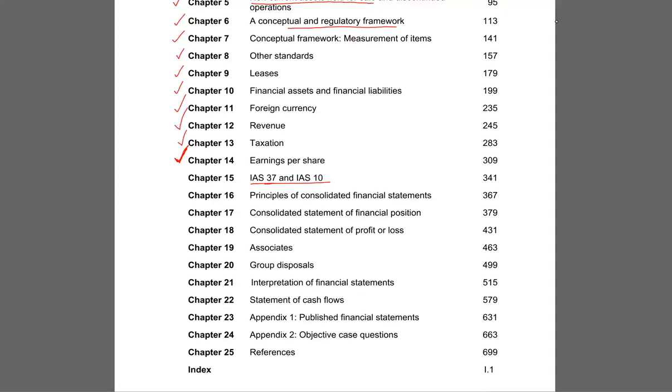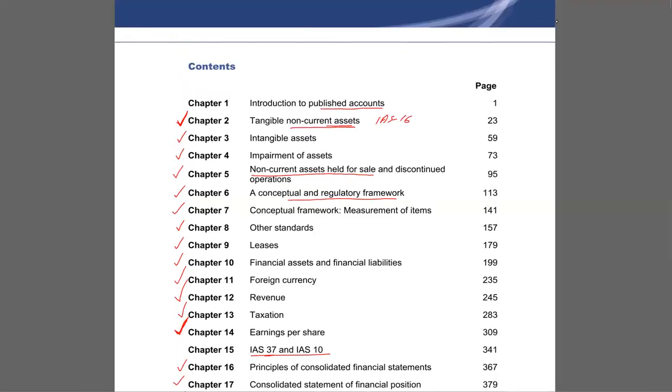And after that, there are a few chapters on consolidation. Chapter number 16, 17, 18, 19, and 20. So we will cover group accounts in all these chapters. And at the end of our syllabus, we have two chapters regarding interpretation and cash flows. So in this way, we will be able to cover our syllabus. These are the different topics which we will cover in the financial reporting paper.